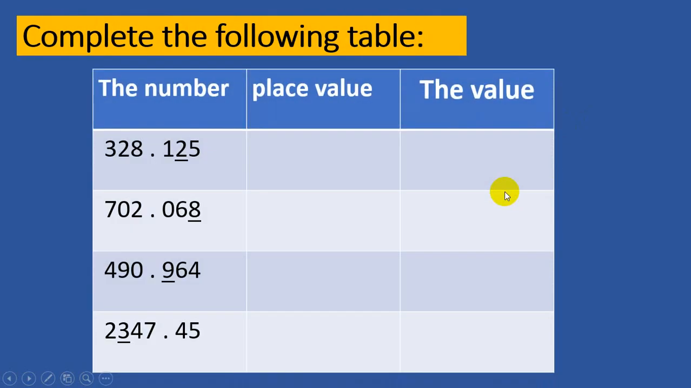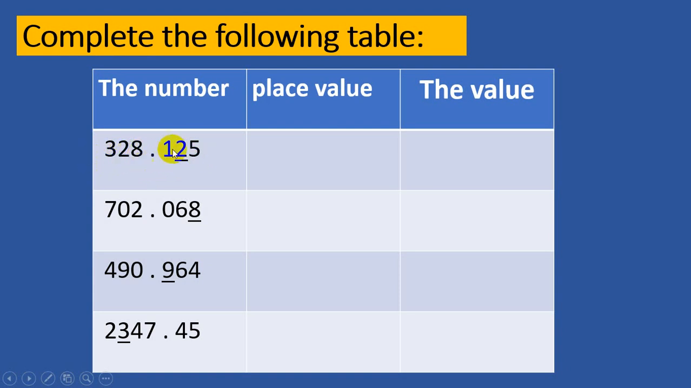Let's remember together how we know the place value and the value of each number. First of all, how I read this number? Yes, start reading from the left side. 328. How I read the decimal? I say and.